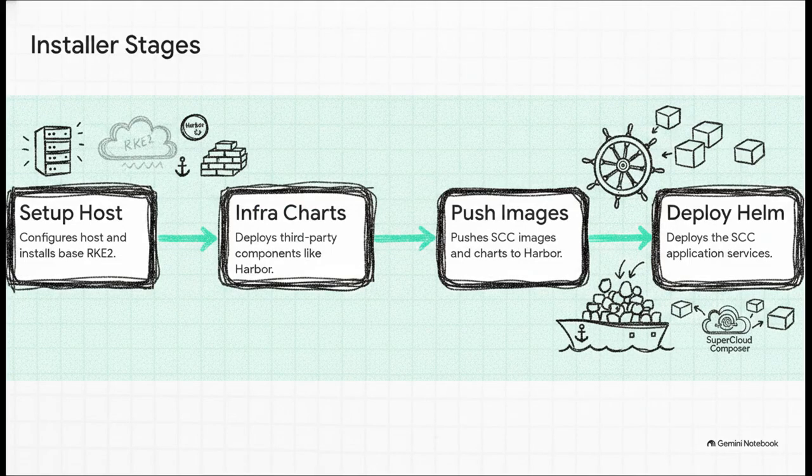From the main menu, you'll guide the installer through this really satisfying 4-step rhythmic progression. First is setup host, which installs the base RKE2 engine. Second, install infracharts, which lays down Harbor and your storage class. Third is push images and charts, where SCC uploads its massive software payloads right into Harbor. And finally, deploy Helm charts, which brings the actual SuperCloud Composer application to life.